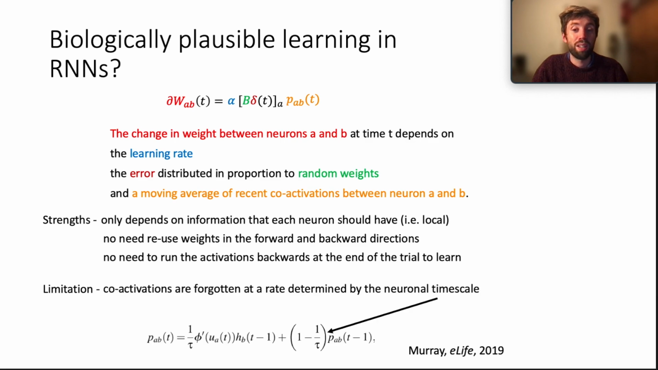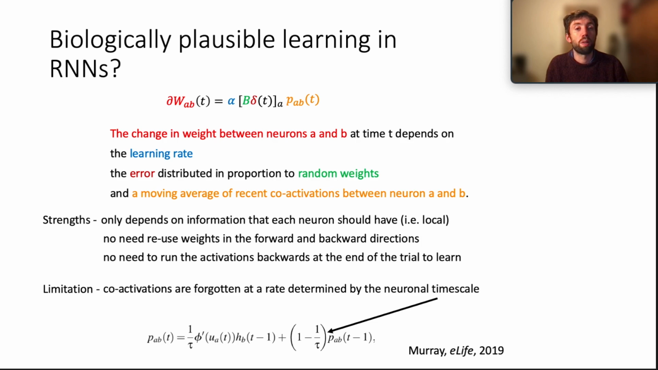One limitation of this is that the co-activations are actually forgotten at a rate determined by the neuronal timescale. And there's a paper by Owen Marshall and colleagues that showed that this is effectively similar to backpropagating about one time step, so perhaps not as powerful as the full backpropagation through time algorithm.